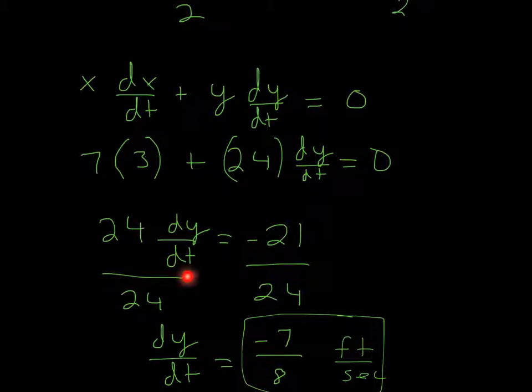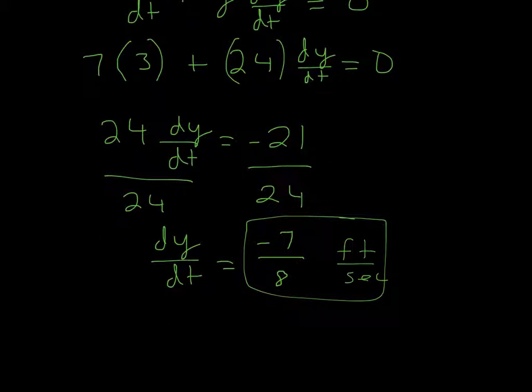So you get 24 dy/dt equals negative 21. All that happened was 7 times 3 is 21, and then move it over, so it'll become a negative. We're subtracting 21 on each side. Divide by 24 on each side, and you get dy/dt equals negative 21 over 24. That reduces to negative 7 over 8. Don't forget the negative sign.